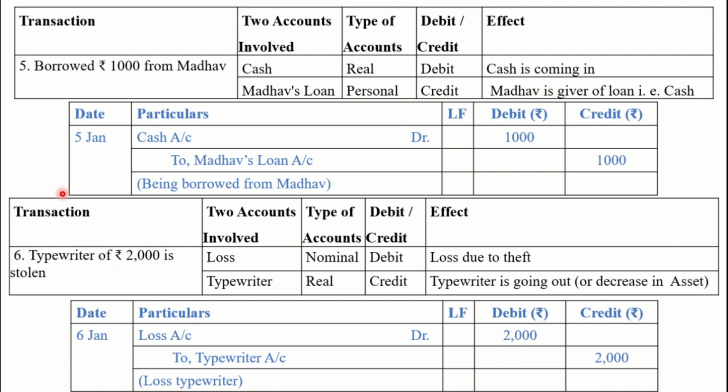Fifth transaction: borrowed rupees 1000 from Madhav. Which two accounts are involved? Cash and Madhav's loan. Because money is borrowed from Madhav, that's why Madhav's loan.